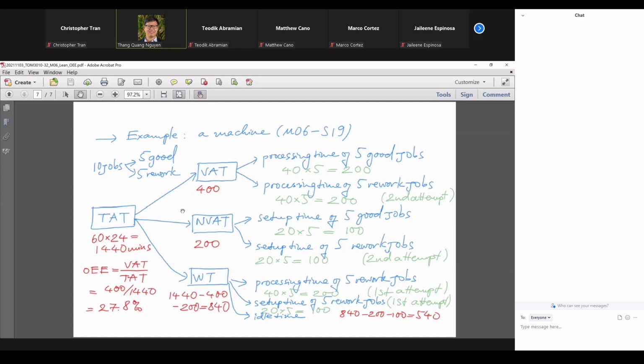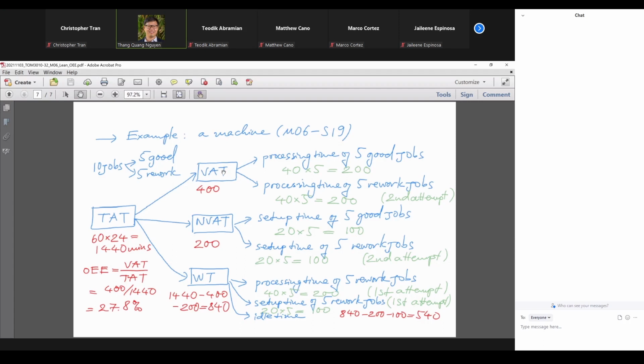So now let's look at the tree. We have the total available time. We just convert the 24 hours into minutes, right? So we have these minutes. And next, we break the total available time into 3 categories: value added time, non-value added time, and the waste time.